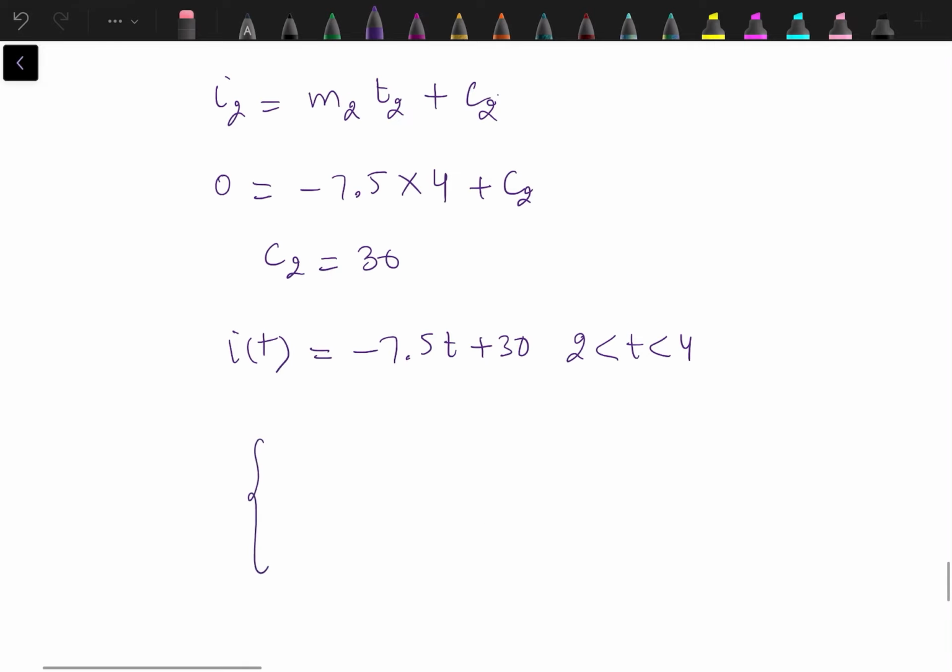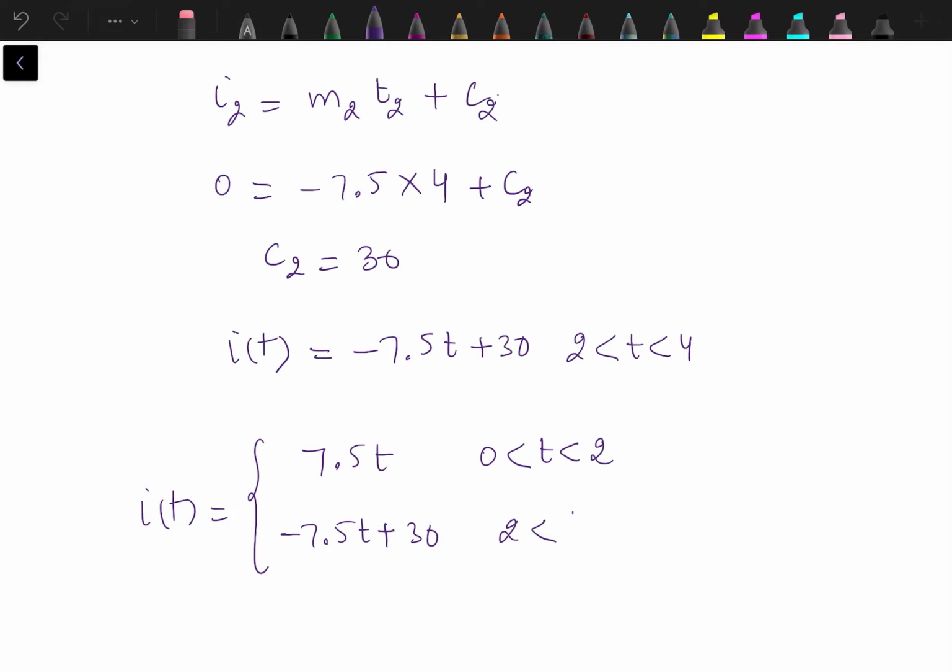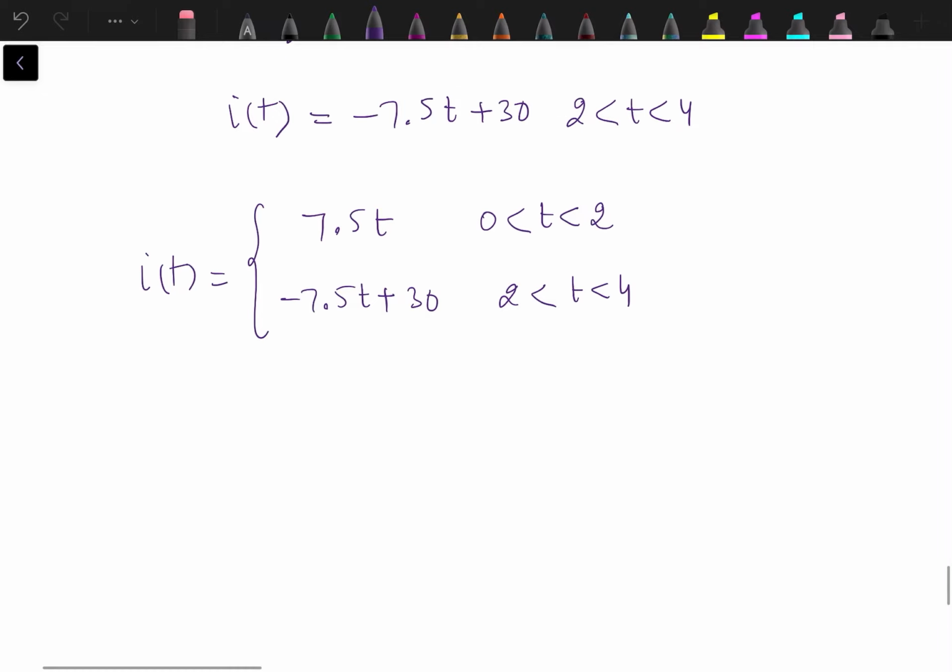So we can express the current i(t) as 7.5 t for 0 up to 2, and it's minus 7.5 t plus 30 from 2 to 4. So the main thing in this problem was to find out the equation of current.